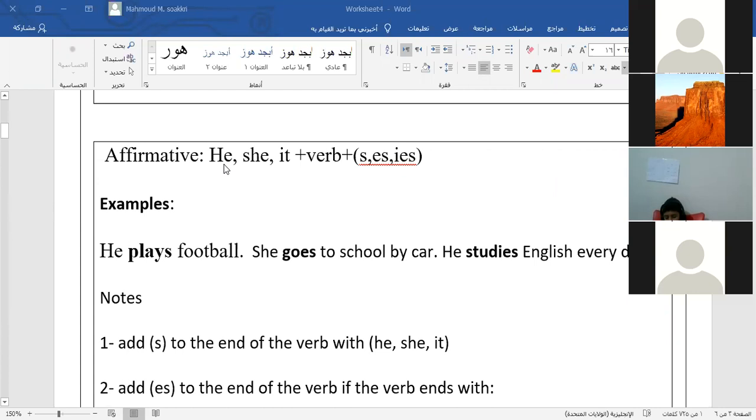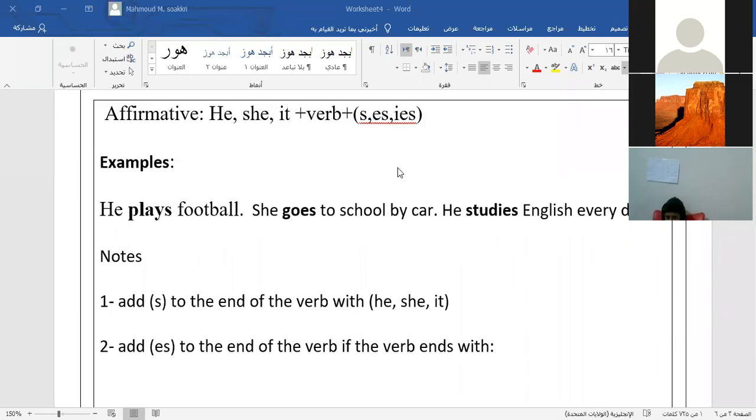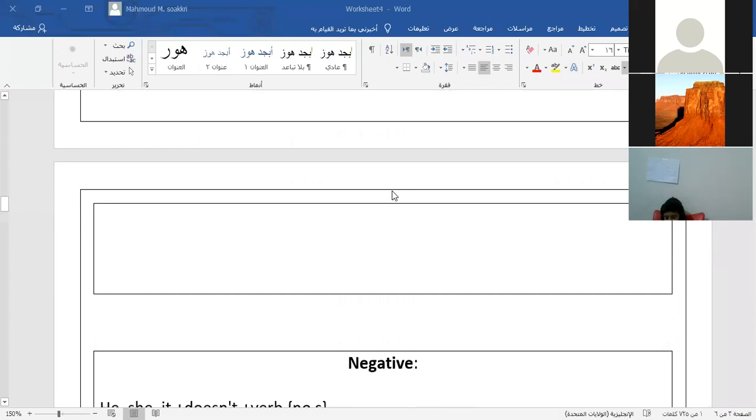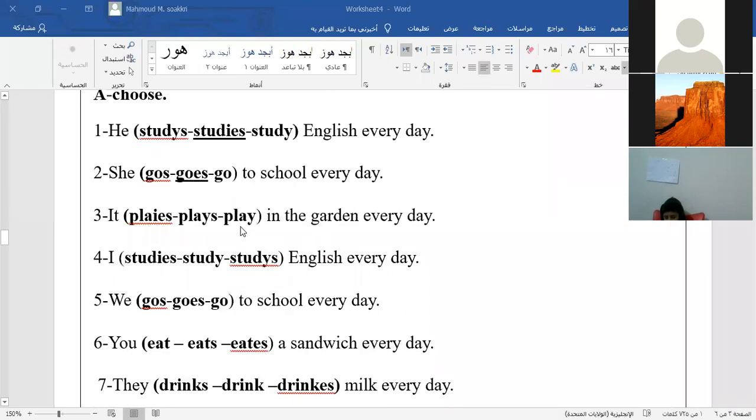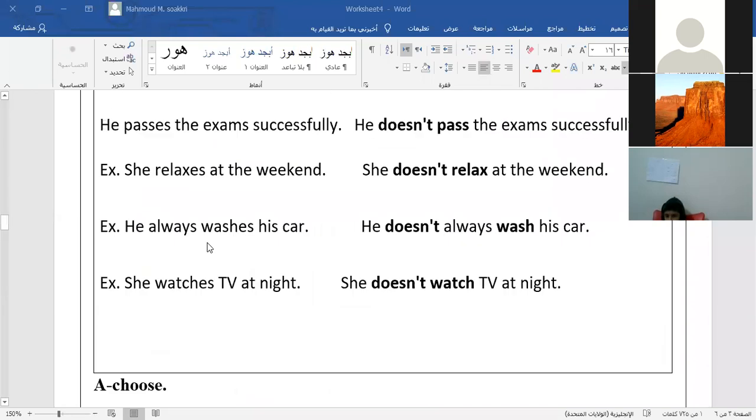Read this, please. He, she, it, verb plus S, ES, IES. Well done. Now we go back to the exercise. It plays. Yes. Number 1. Okay. Look. Look again.